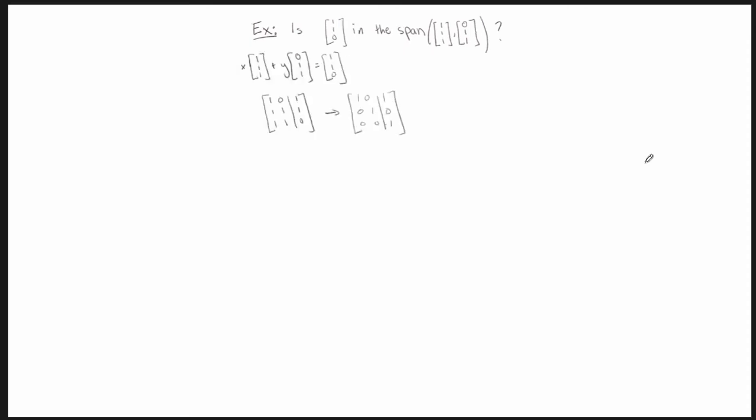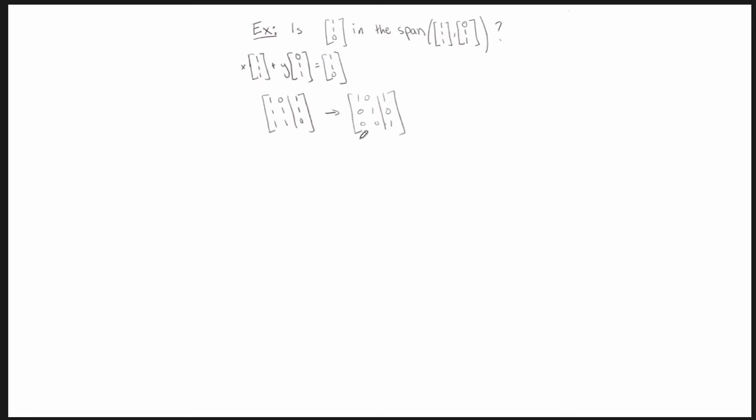So what that's really saying is, if this is in the span, then there's a linear combination of these two vectors that equals this one. So I could think x times 1, 1, 1 plus y times 0, 1, 1 equals 1, 1, 0. So I'm setting up a linear system like so.